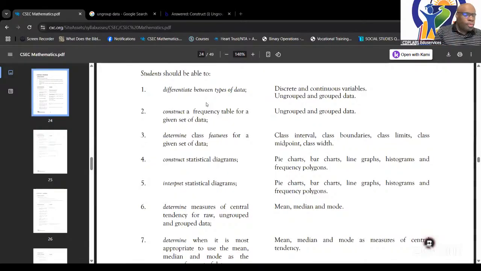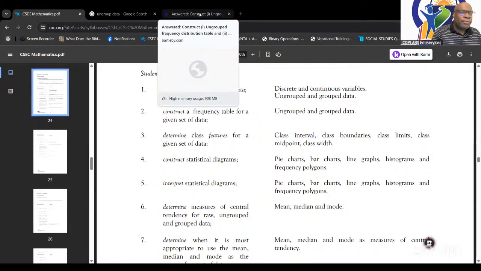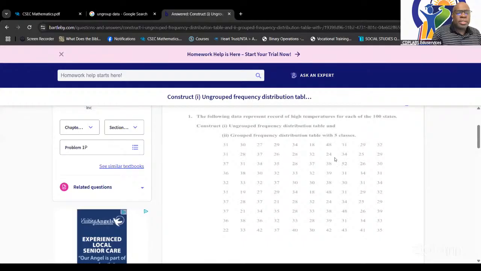But just for the benefit of persons who don't know, I'm going to explain what a frequency table is all about, right? Now, what I'm going to ask you to do is to see if you can create a frequency table for this data. Can you see it properly?